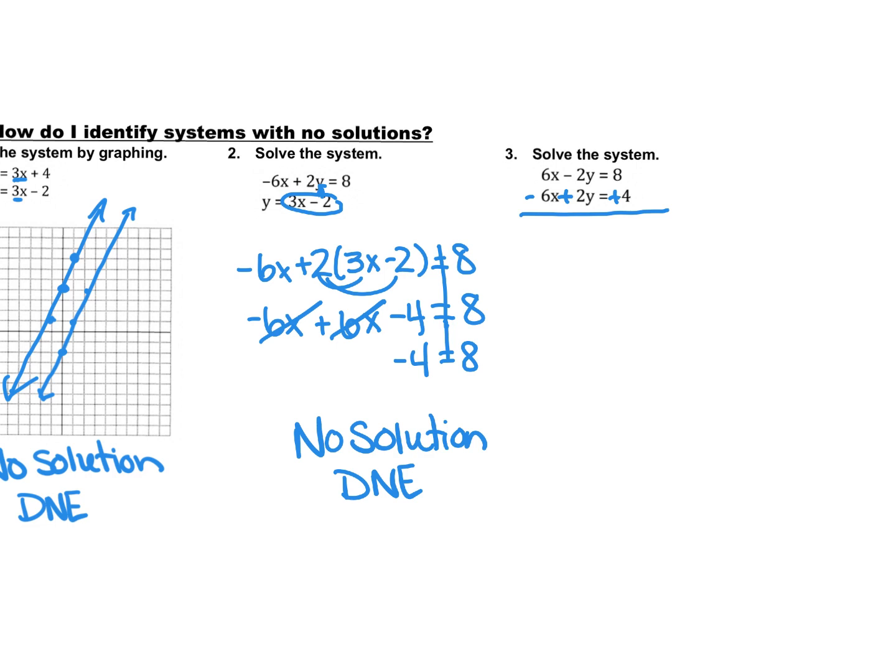Now let's add these two together. I have 6x plus a negative 6x. Notice how that one's going to cancel out. And I have a negative 2y and a positive 2y, which cancels out as well. What I need you to do is bring down a 0, because there's nothing left over on that left side of the equation. Then I look to the right side of the equation, and I now have 12. Is 0 equal to 12? It's not. And so that, again, is a no solution, or DNE.